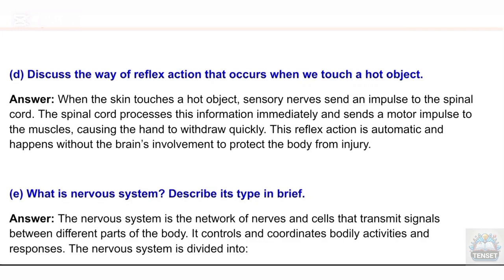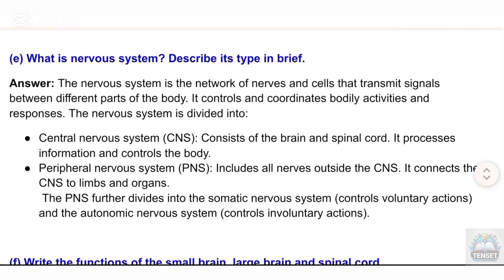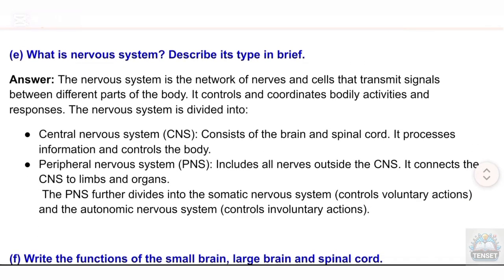E. What is nervous system? Describe its type in brief. Answer. The nervous system is the network of nerves and cells that transmit signals between different parts of the body. It controls and coordinates bodily activities and responses. The nervous system is divided into central nervous system, CNS, which consists of the brain and spinal cord. It processes information and controls the body.